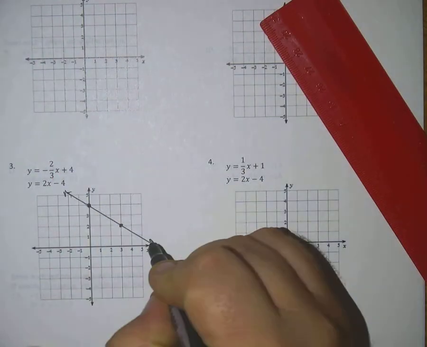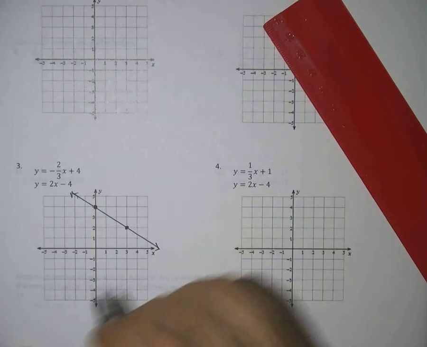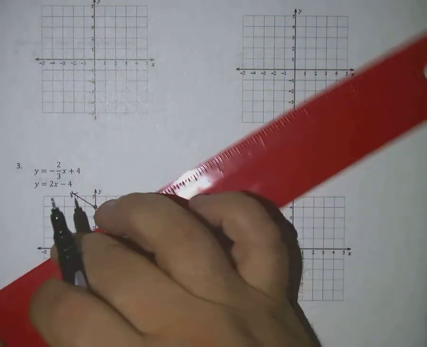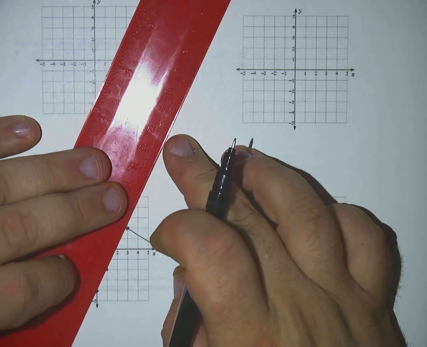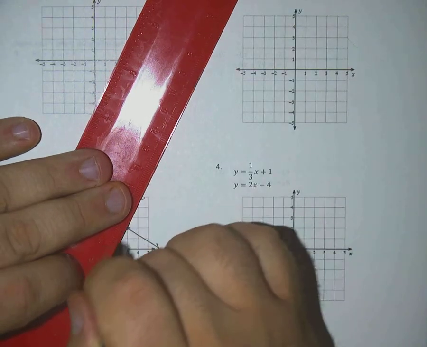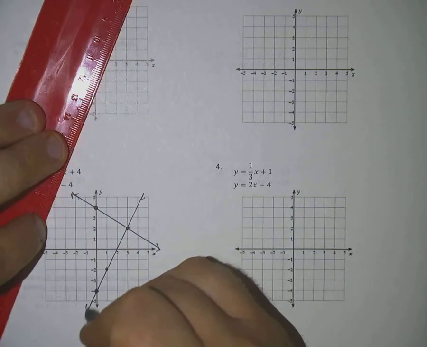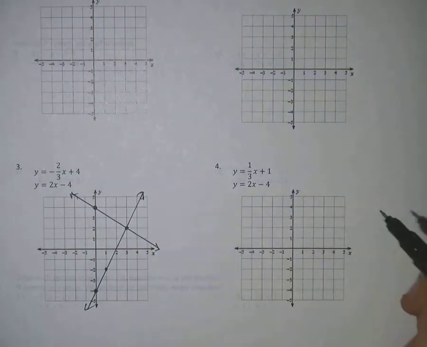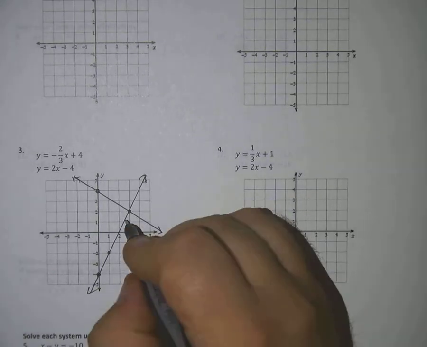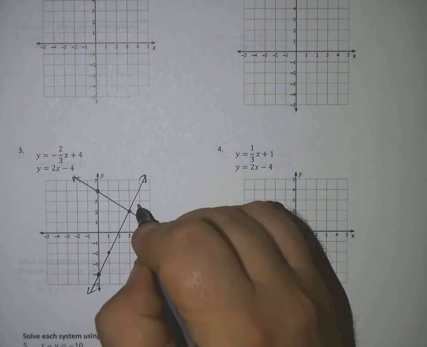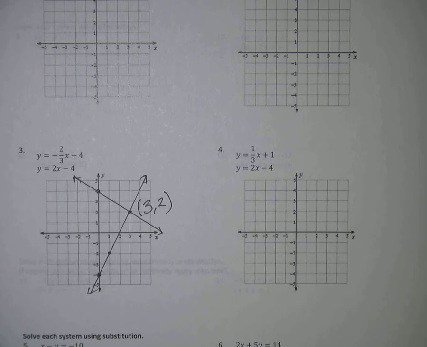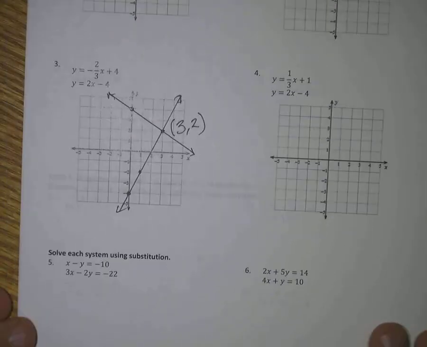Okay, and now I want to look at the other one. So the other one starts at -4, goes up 2 and over 1. Okay, I'm going to go ahead and graph that line as well. And if you remember, the solution to a system of equations is where the two lines intersect. Okay, really graphing just kind of gives you an estimated guess, or a pretty good guess usually. In this case, we can pretty much solidly say that these two lines intersect at (3, 2). And that's my answer.